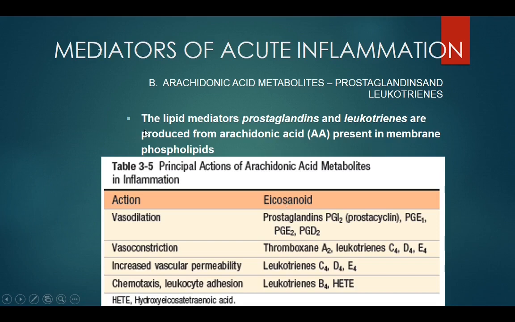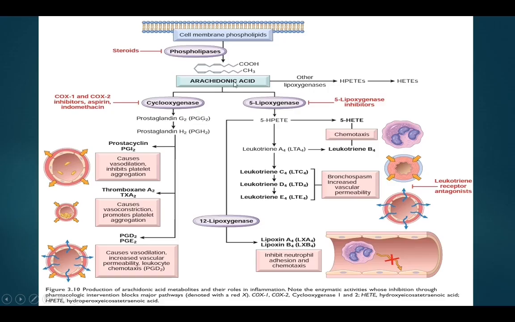Now the lipid mediators. Prostaglandins and leukotrienes are produced from arachidonic acid present in membrane phospholipids. These are the ones produced by this arachidonic acid pathway, and these are their principal actions. I'll tell you, see, this is the pathway. Starting with the complete cell membrane phospholipid, phospholipases act on this, and arachidonic acid is produced. And this leads to the cyclooxygenase and lipoxygenase pathways.